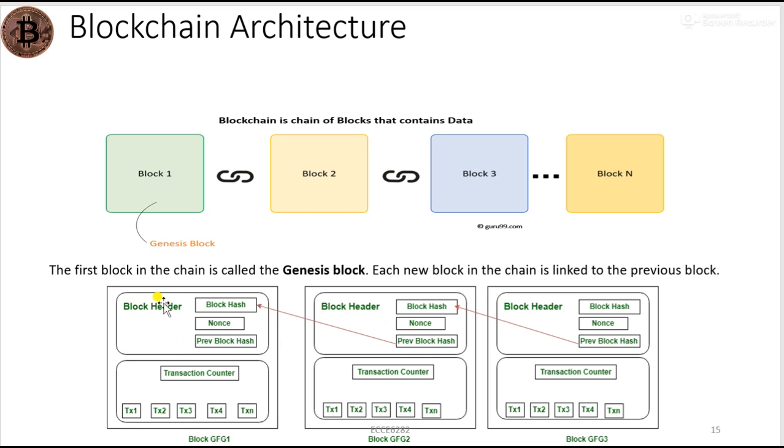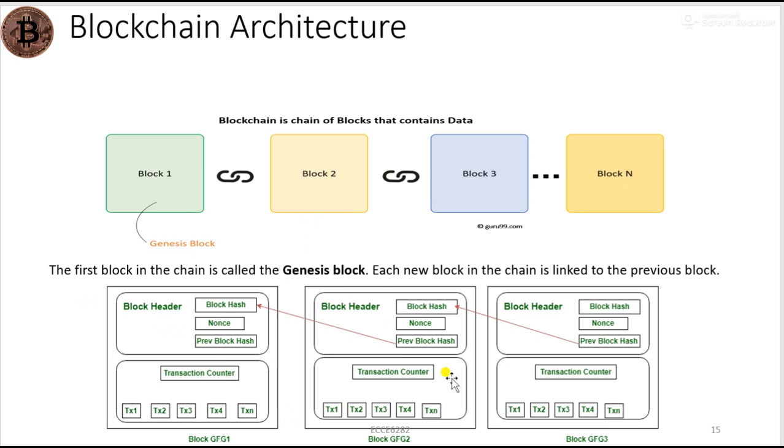And then we have a block header. The block header has some further data in it, like the current block hash and a nonce. A nonce is a random number that is generated; a new nonce is created for every different block. And then the previous block hash. Okay, this is block 1, so it contains the hash of block 0, let's suppose.